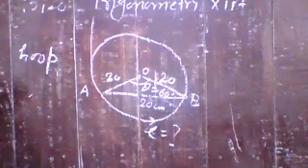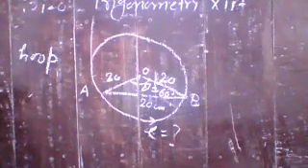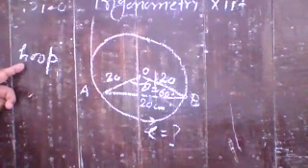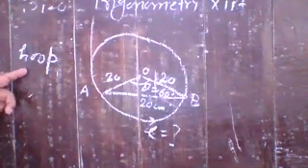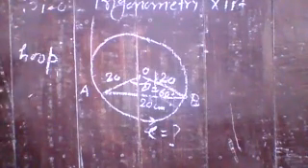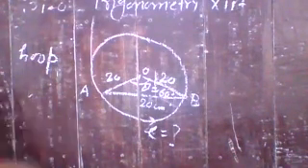Find the angle in degrees. Find the angle in degrees which is suspended at the center of the hoop. Yes, that is your question. Okay, try to solve.